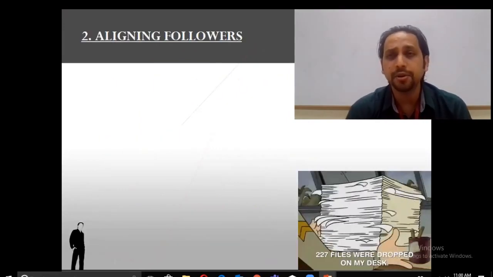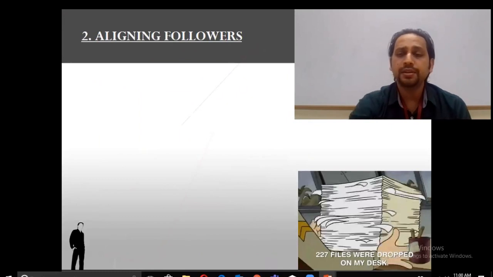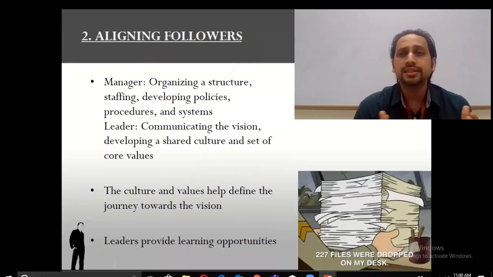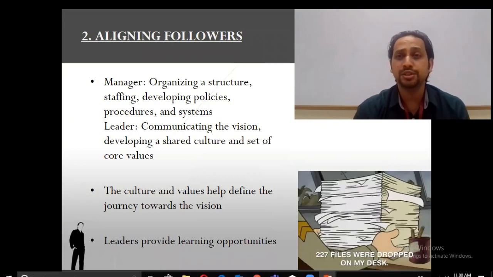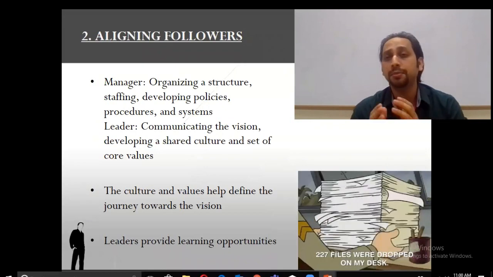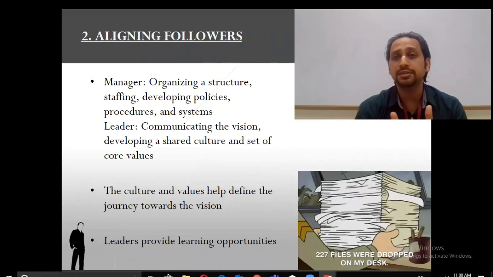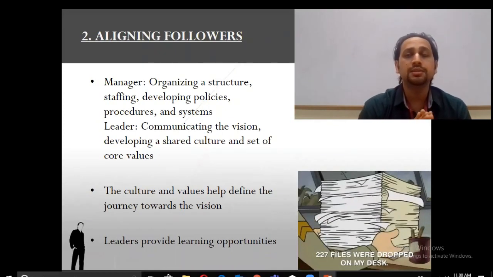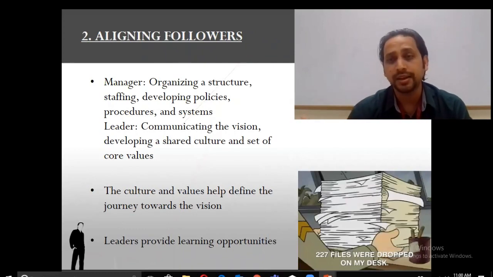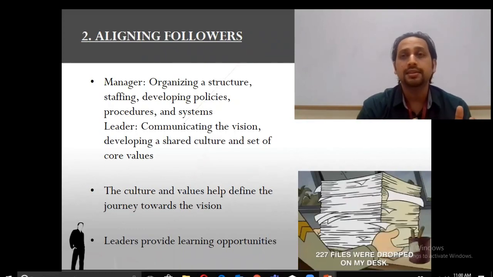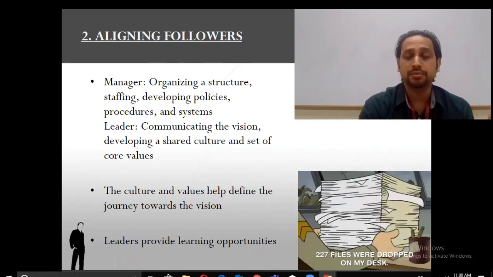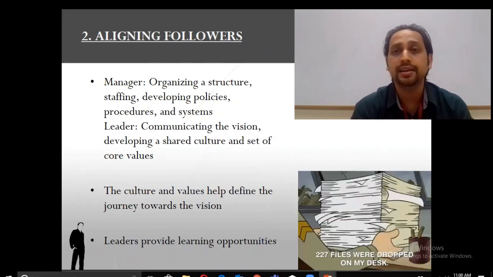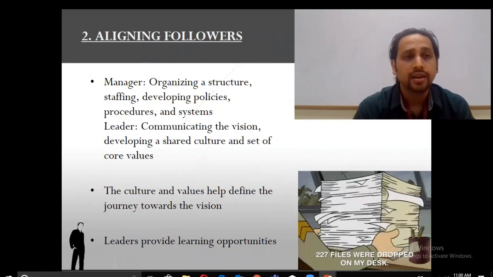Second is the alignment of the followers. Management creates organizational structures, staffing plans, develops policies and procedures, keeps systems intact, and monitors and implements those systems, whereas leadership is more concerned with communicating the vision, developing a shared culture, and developing a set of core values through which followers and leaders can achieve a common objective.